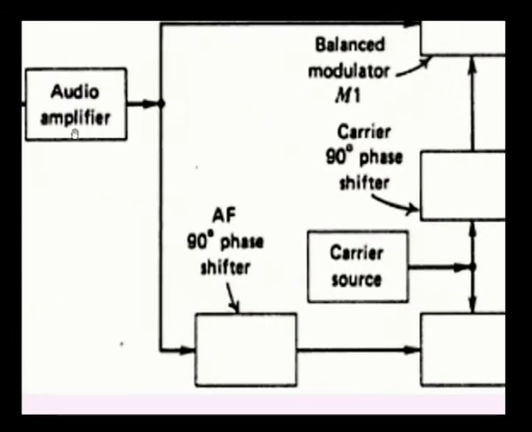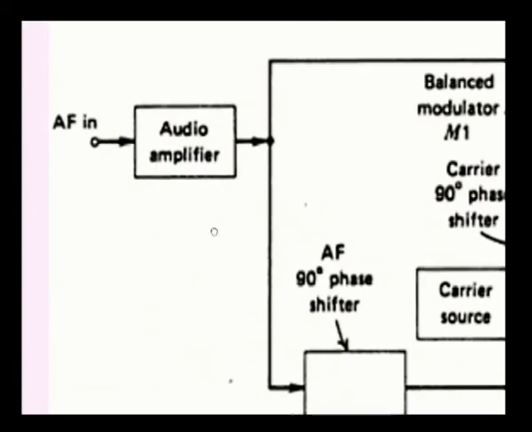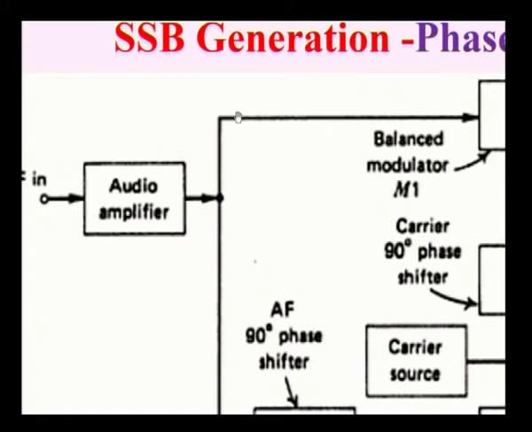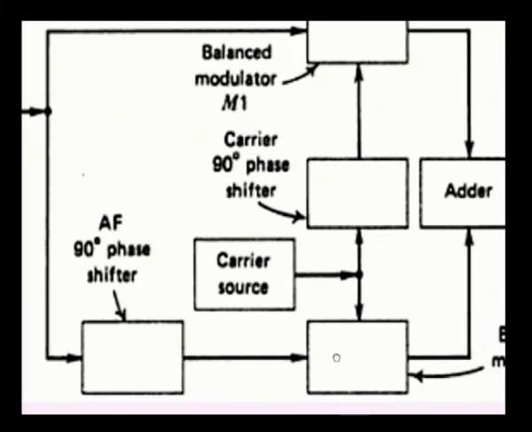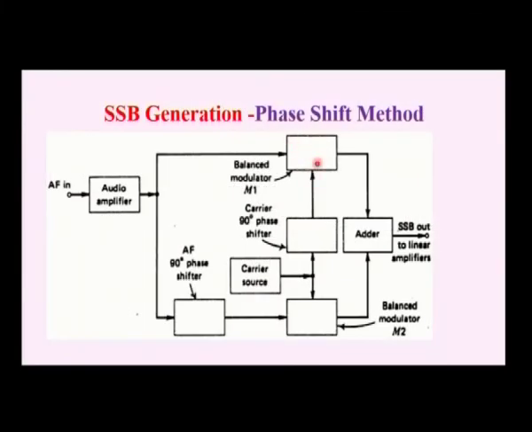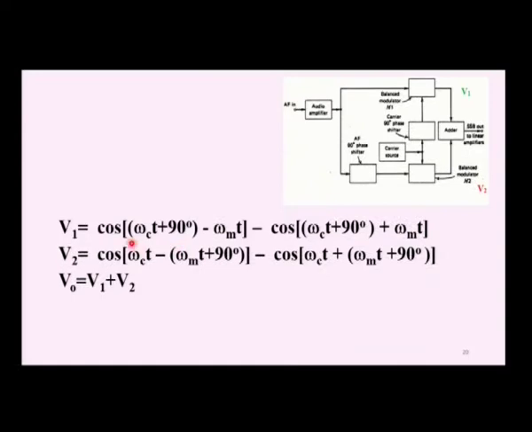If we consider the audio signal, we are applying the audio signal directly to balanced modulator 1. But this audio signal is shifted in phase by 90 degrees and then applied to balanced modulator 2. See here, for either modulator, we are shifting either the message or the carrier and applying it to the modulator. What is the necessity for doing this shift? You can clearly understand from this one. If we consider the output of a balanced modulator, it contains the difference frequency component and the sum frequency component.